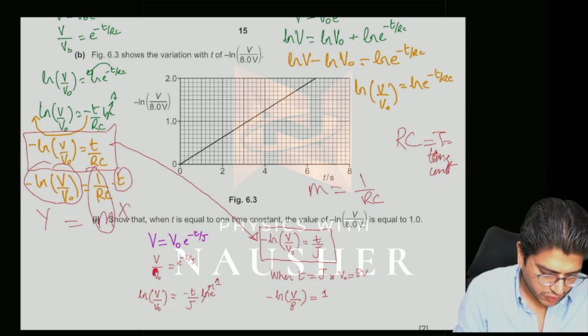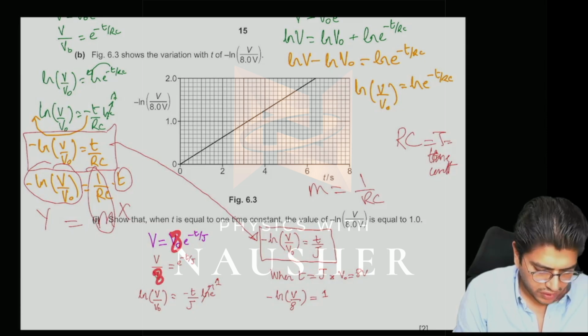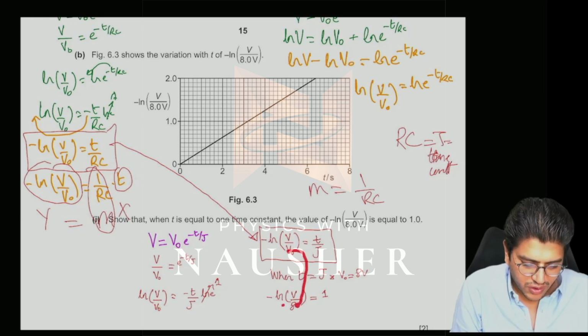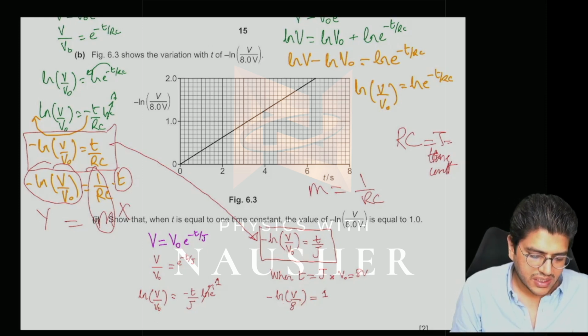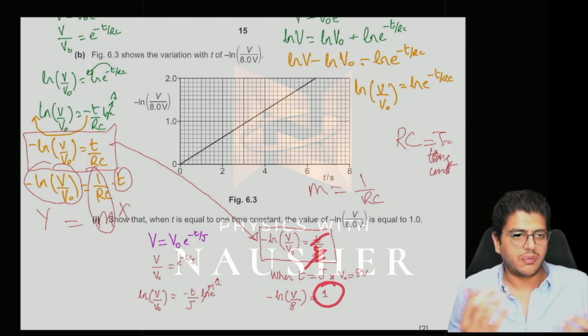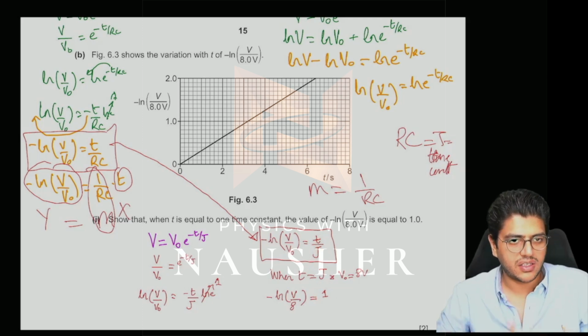So you could have written 8 over here. Or you could write 8 at the end. Instead of V0, just write 8. And you can say that when t is equal to tau, you can put tau over here, or you could put t over here. You could cancel them out. And you could say, well, minus ln V over 8 is equal to 1.